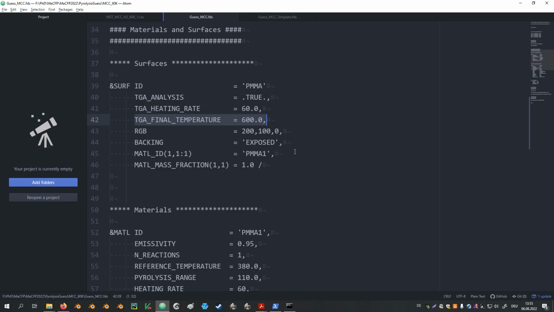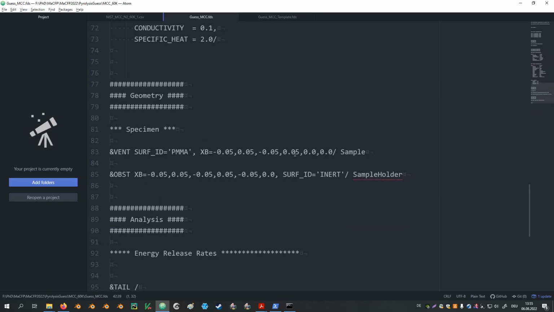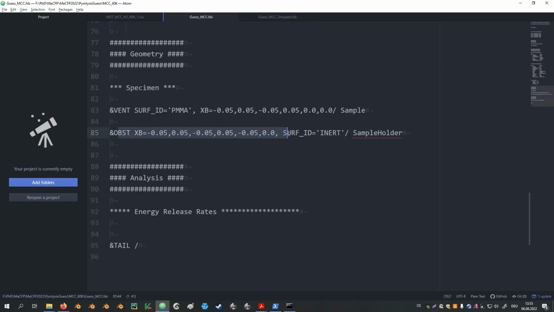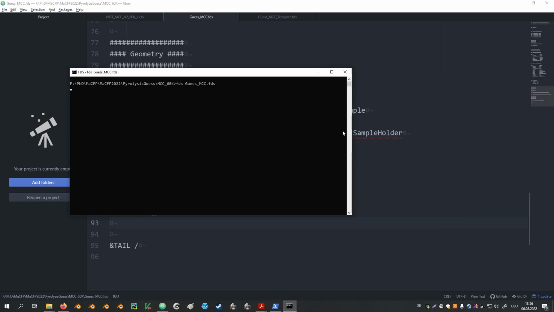Now the basics are set up. For completeness we have a look at the rest of the file. There is an obstruction defined, on top of which is a vent that links to the PMMA material. Then afterwards is the end of the file. Alright, let's run the simulation and have a look at the results that we have generated so far.